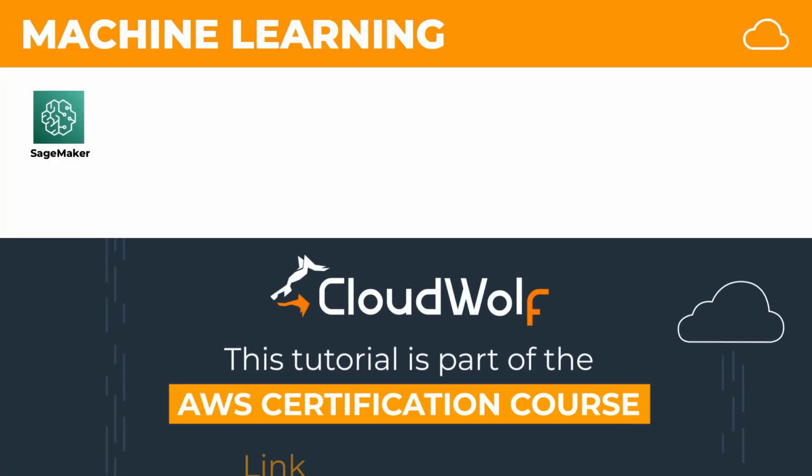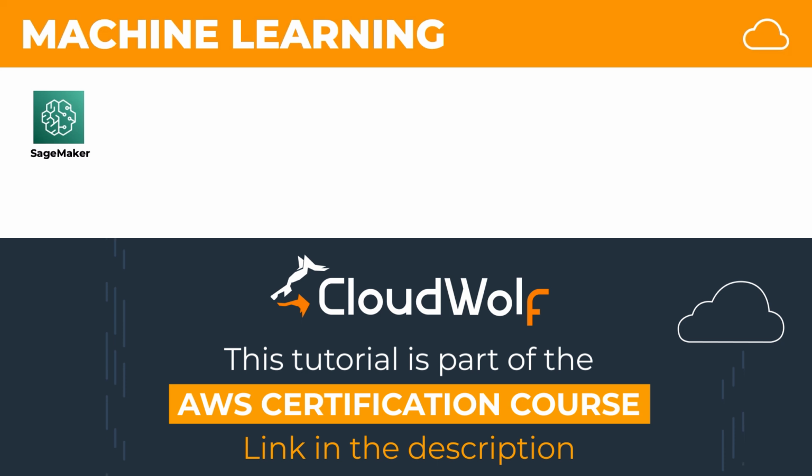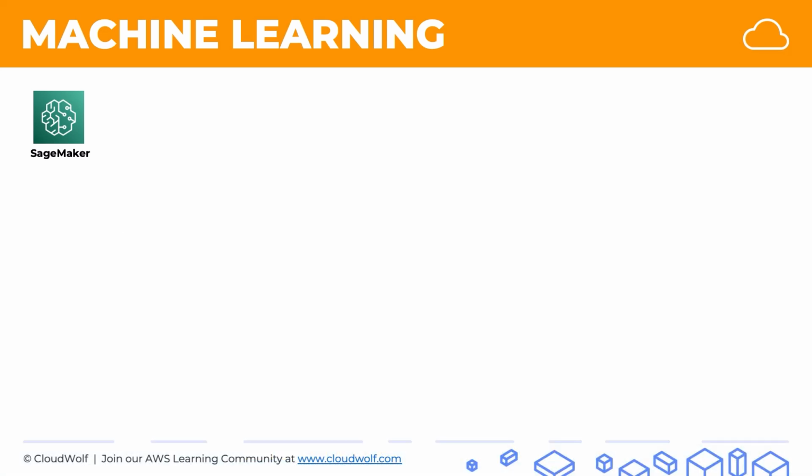So first one is SageMaker, which is a fully managed service that allows you to build, train, and deploy machine learning models. Basically, it simplifies the process of training and deploying models and actually gets really good results. If you see on the exam training models, deploying models, like sophisticated machine learning, end-to-end machine learning, that's SageMaker.